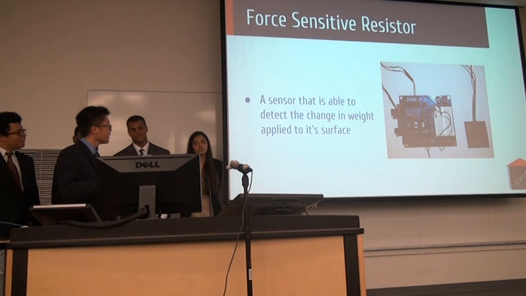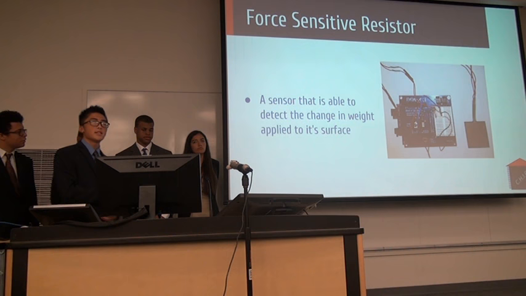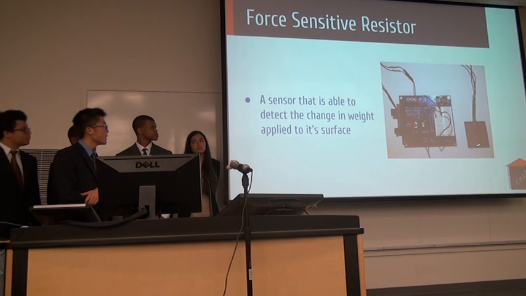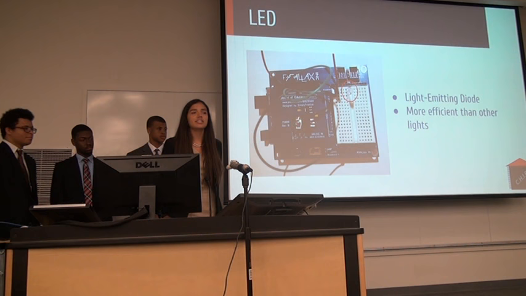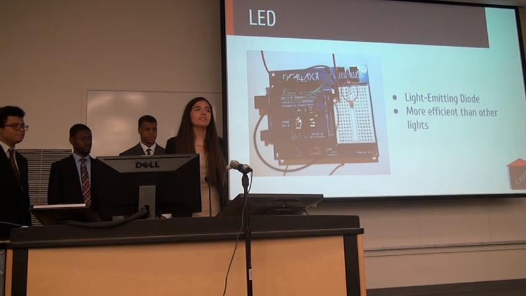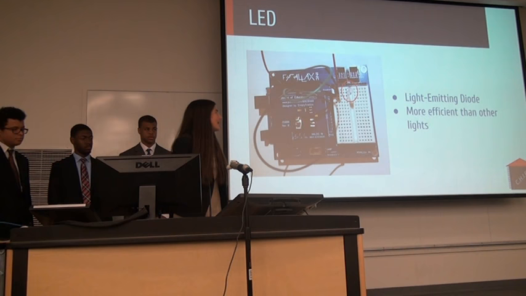This is a force-sensitive resistor, or FSR. It is a sensor that is able to detect how much weight is being applied on it. Right here we have a square one, but they come in all shapes and sizes. There's also a small circle one or a larger square one. What's circled in red is an LED, short for light-emitting diode, which is a high-intensity, low-power light that is becoming increasingly popular, replacing conventional light bulbs. It is more efficient than other lights because it requires less energy to power itself.